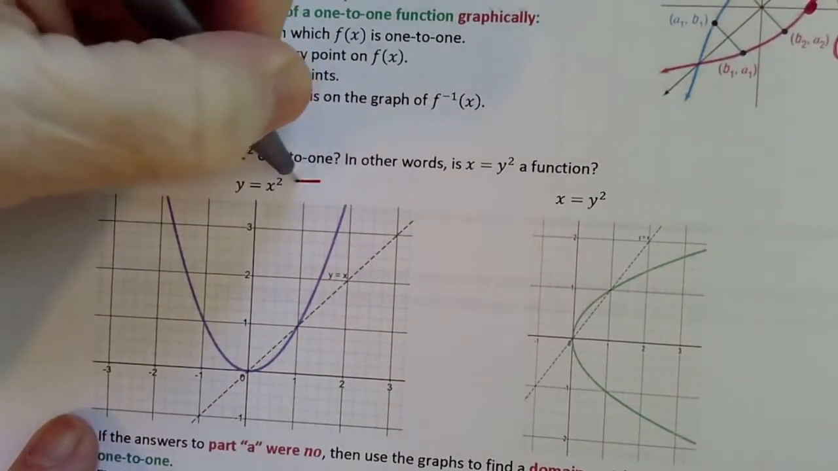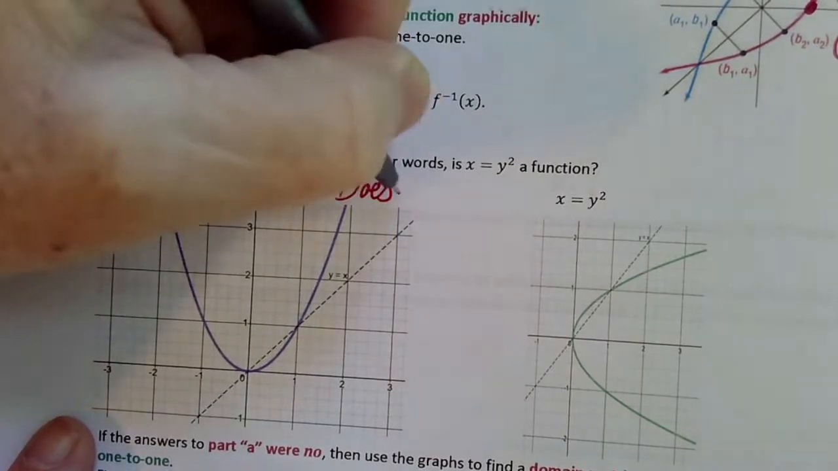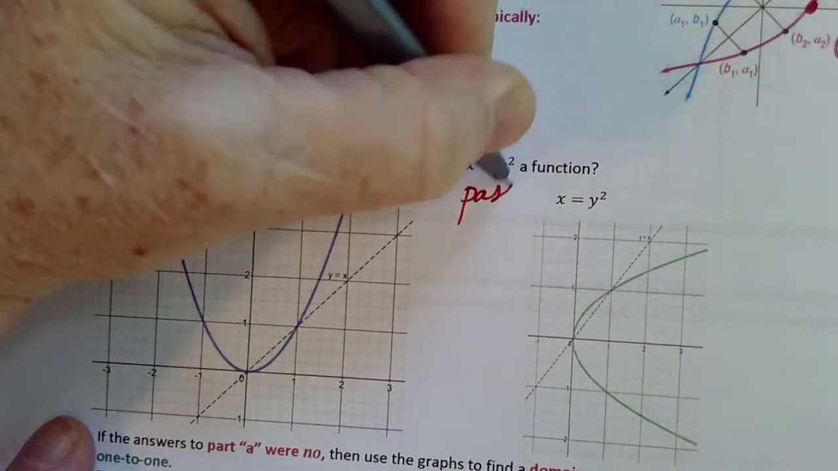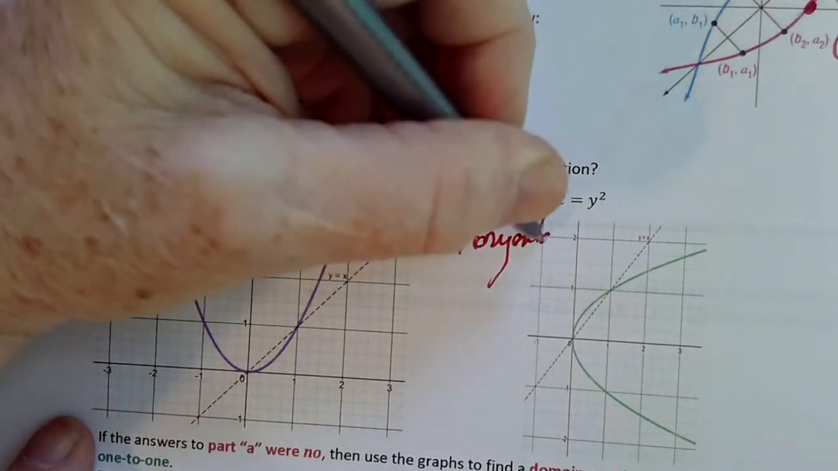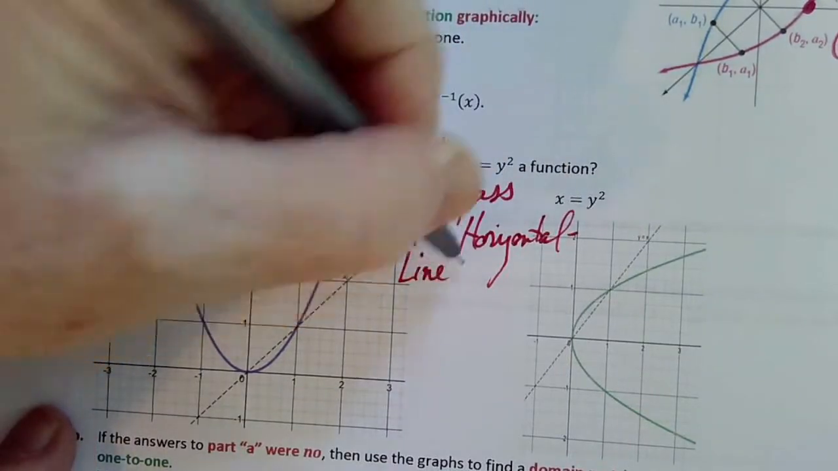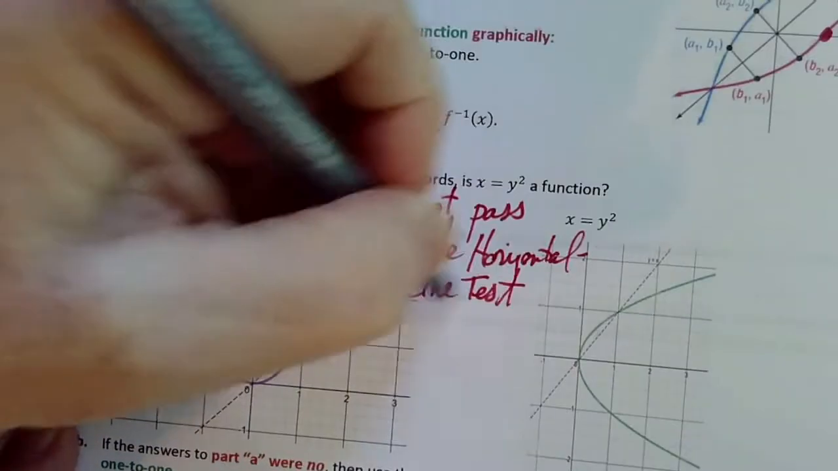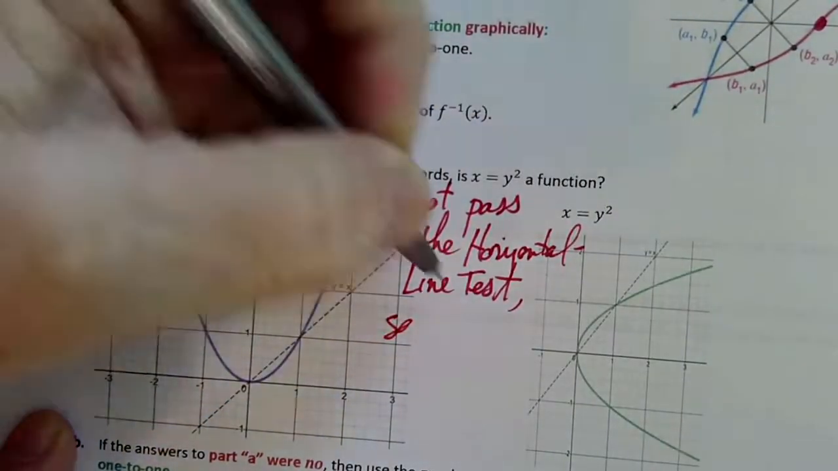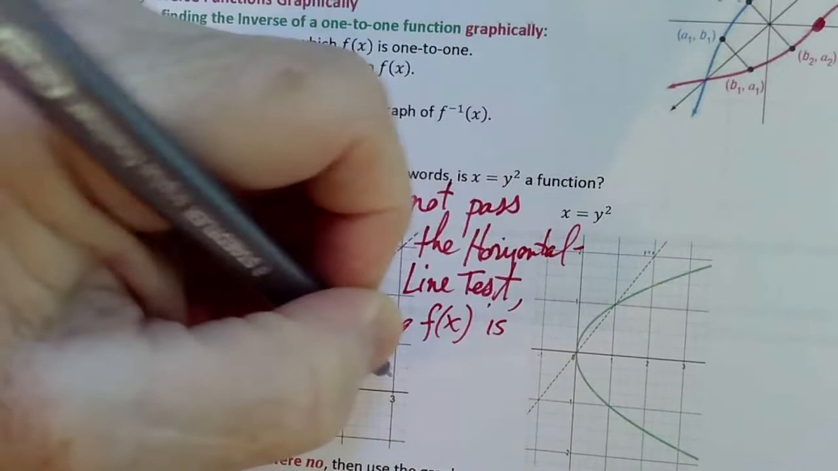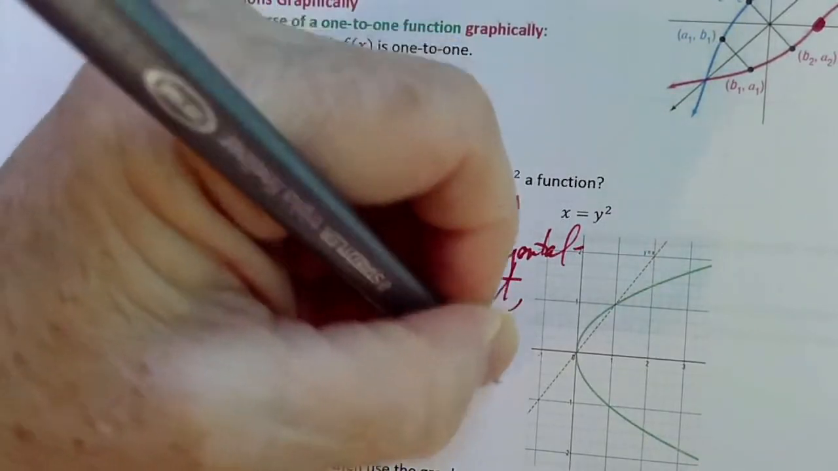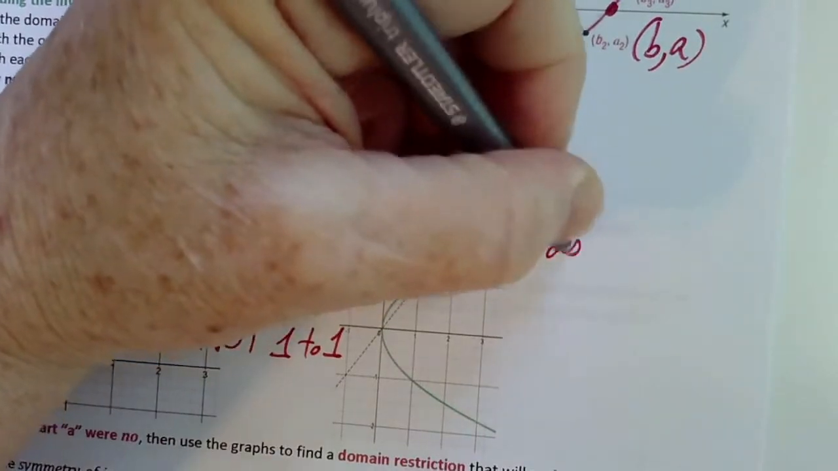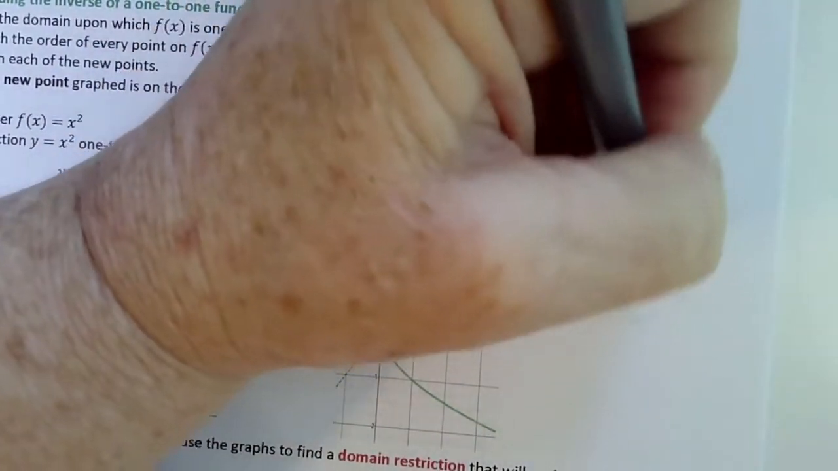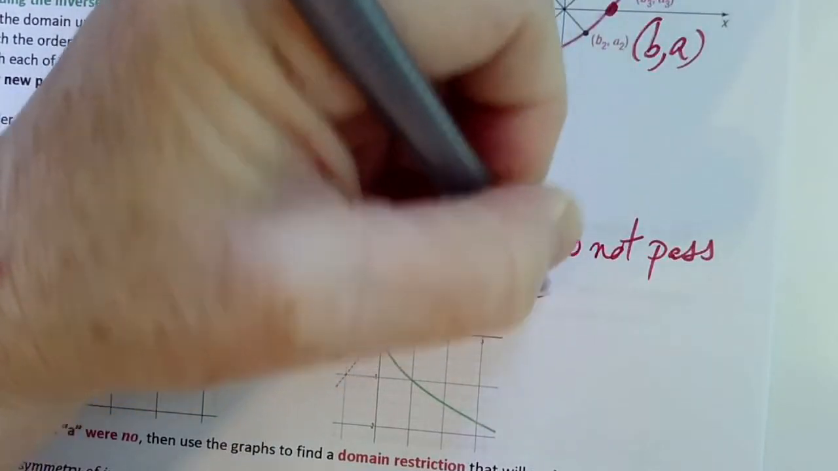So, y equals x squared does not pass the horizontal line test. So, f of x is not one-to-one. And here we would say x equals y squared does not pass the vertical line test.